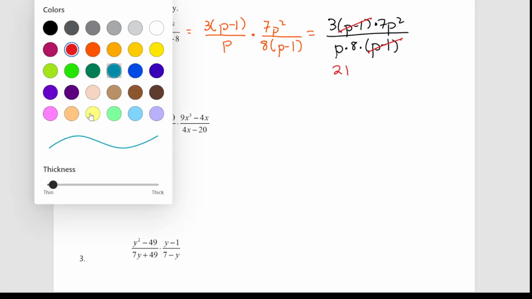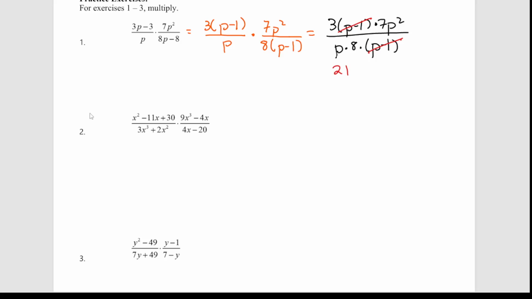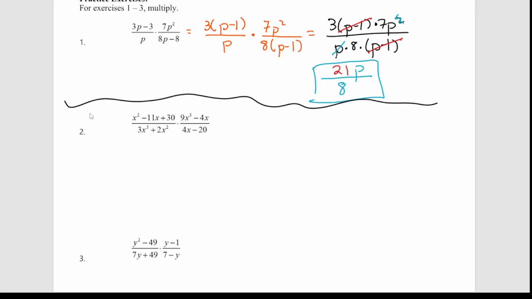We also are going to notice that p squared divided by p is going to make 1p, in the same way that x squared divided by x is x. So then I'll still have 1p left on the top, and then the only thing left in my denominator is going to be 8, for a final answer of 21p over 8. Let's go ahead and try the next one.